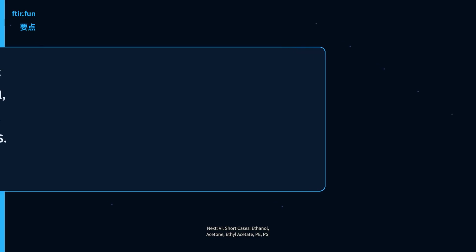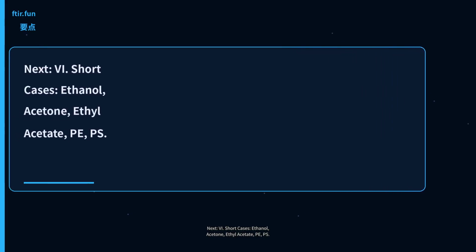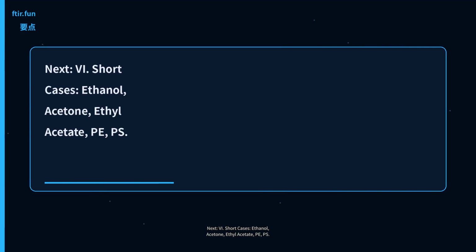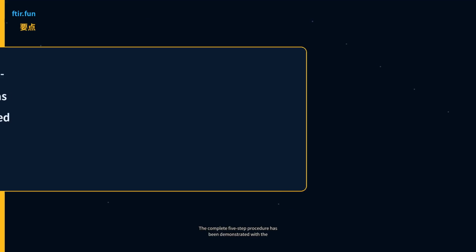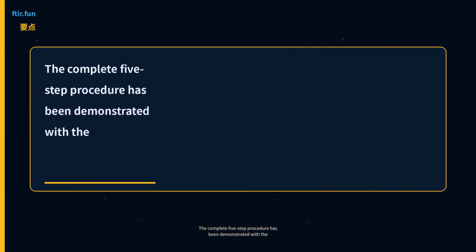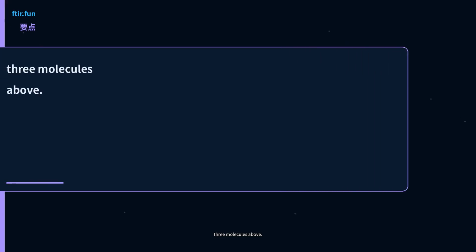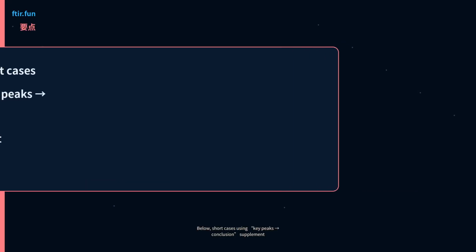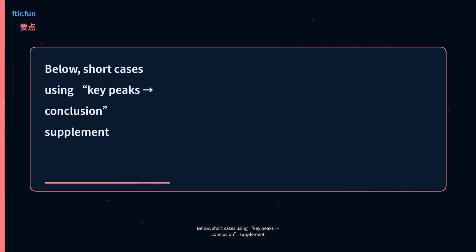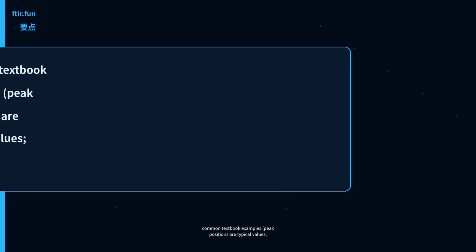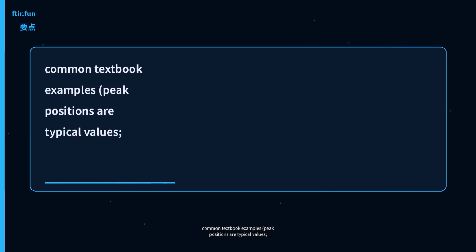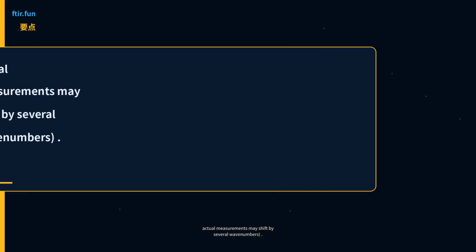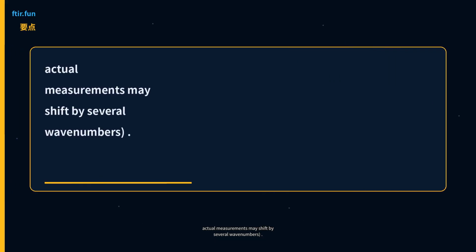Next, VI. Short cases: ethanol, acetone, ethyl acetate, and toluene. The complete five-step procedure has been demonstrated with the three molecules above. Below, short cases using key peaks and conclusions supplement it. These are common textbook examples. Peak positions are typical values. Actual measurements may shift by several wavenumbers.